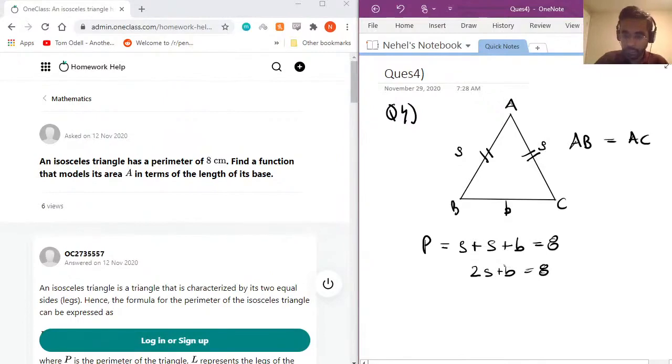Now straight away the variable which we need to separate for is S, because we want our final answer to be in terms of B. So if I get S from here, I can substitute it in the next step. So I'm going to move B to the other side and then divide the equation by 2. So it will be 8 minus B over 2, which is equal to S.